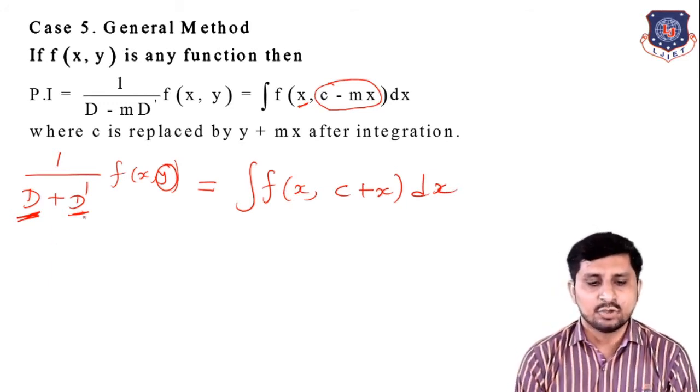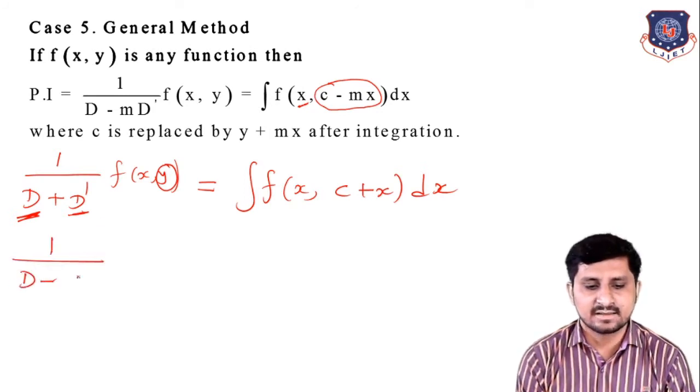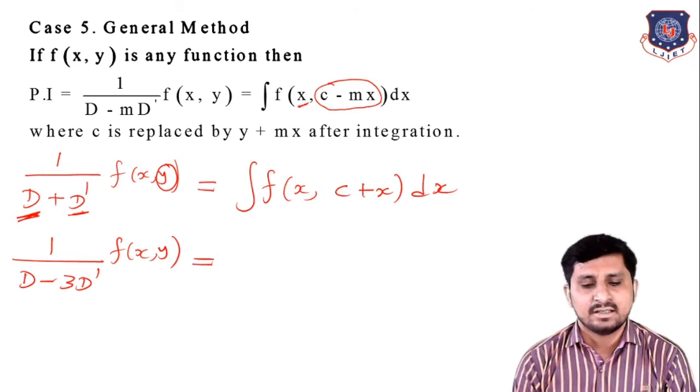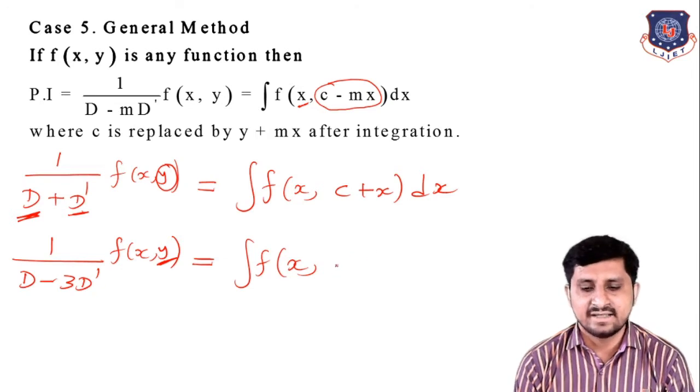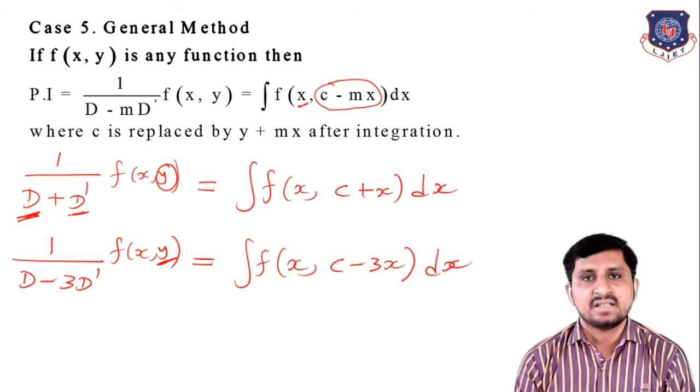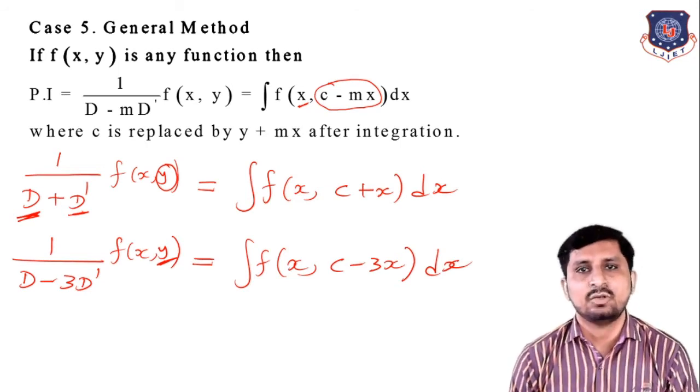Now suppose 1 upon D minus 3D dash on whatever your function f of x, y is, then how can you operate? Integration of f of x is as it is, right? But instead of y you have to write c minus 3x, right? c minus 3x. So try to understand this rule very carefully.